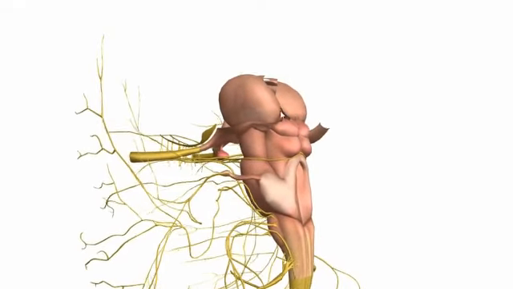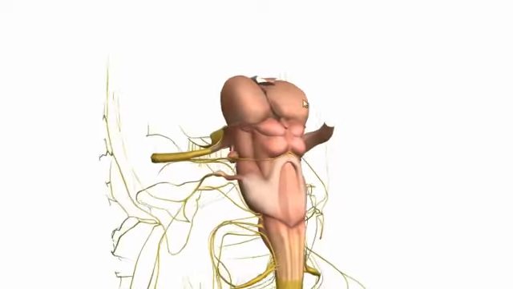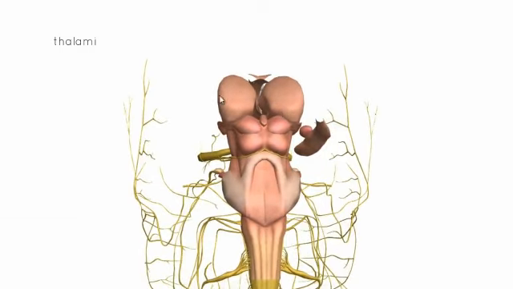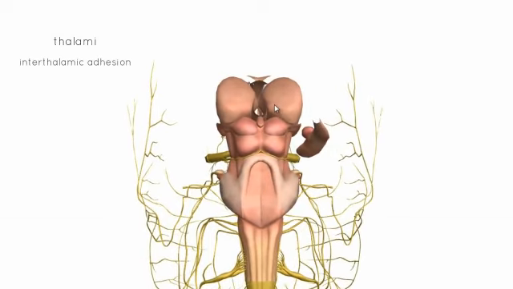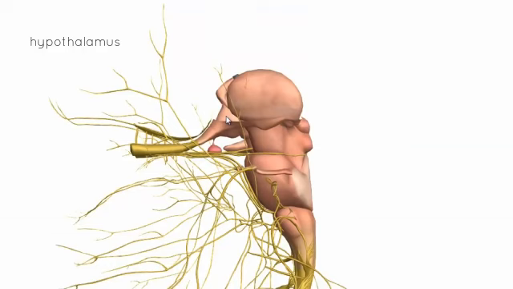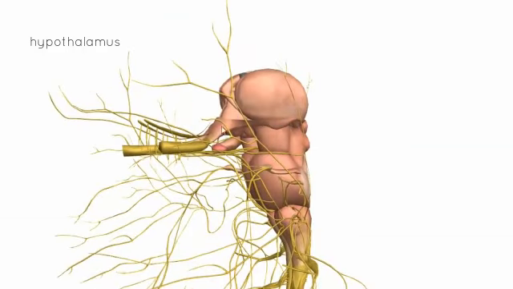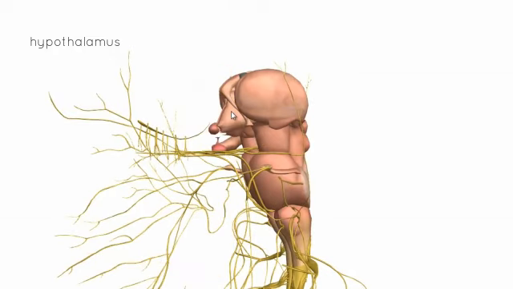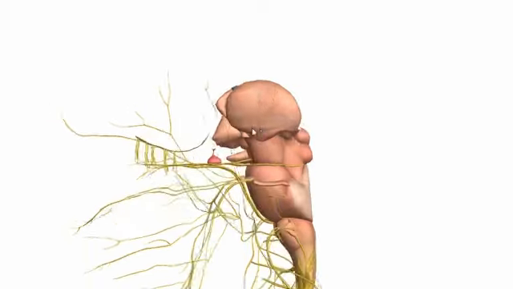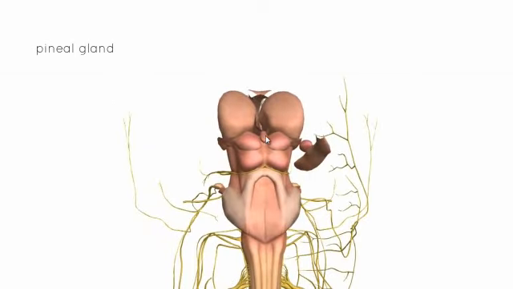You can see this paired structure, these oval roundish structures. These are called the thalami, and you've got two thalami, one on each side, and they're joined at the middle via the interthalamic adhesion. Just below the thalamus you've got the hypothalamus, which is a little bit smaller. The hypothalamus sits here. I've just got rid of a few of those structures. You can see the oval shaped thalamus and the hypothalamus below it, and at the back, just here, you've got the pineal gland.